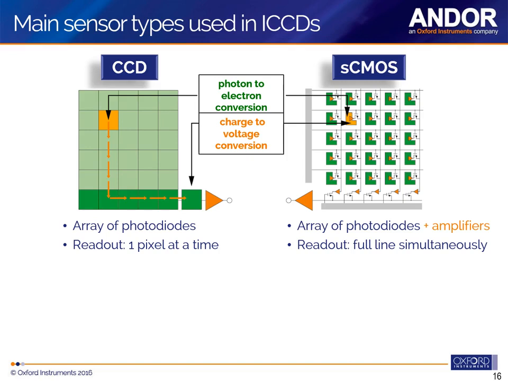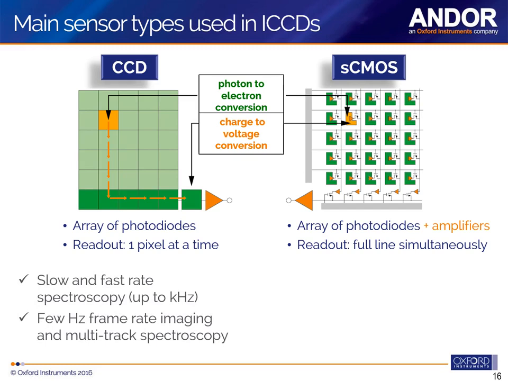For CMOS, the amplification and the digitization is done at pixel level. So a full line of pixels can be read simultaneously, and CMOS, through this architecture, can yield faster acquisition rates compared to CCDs.